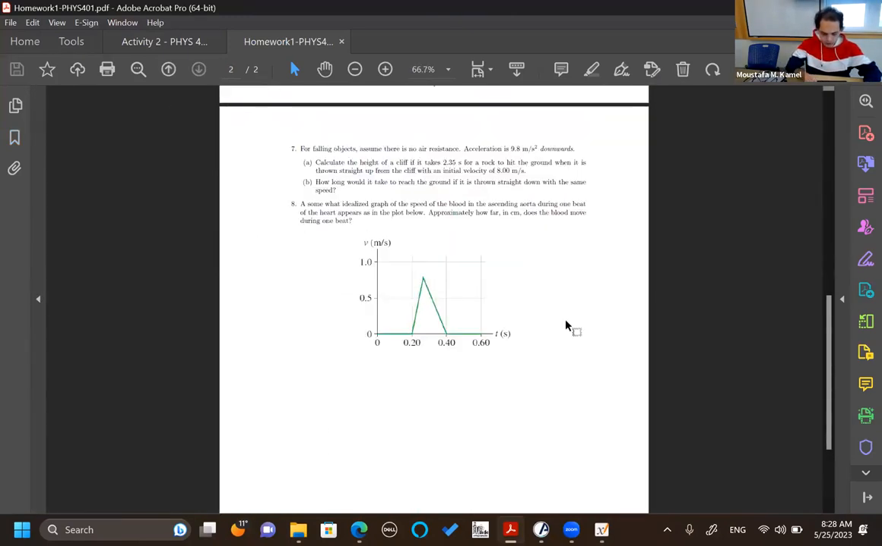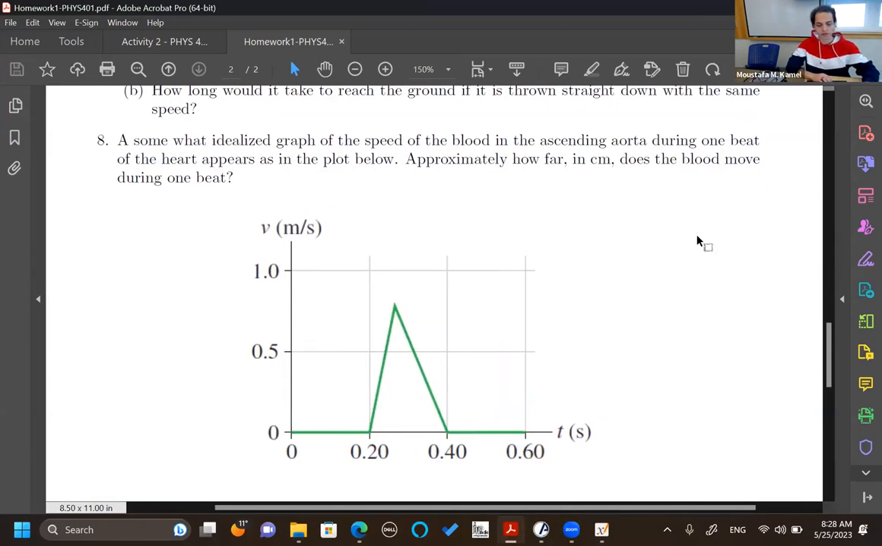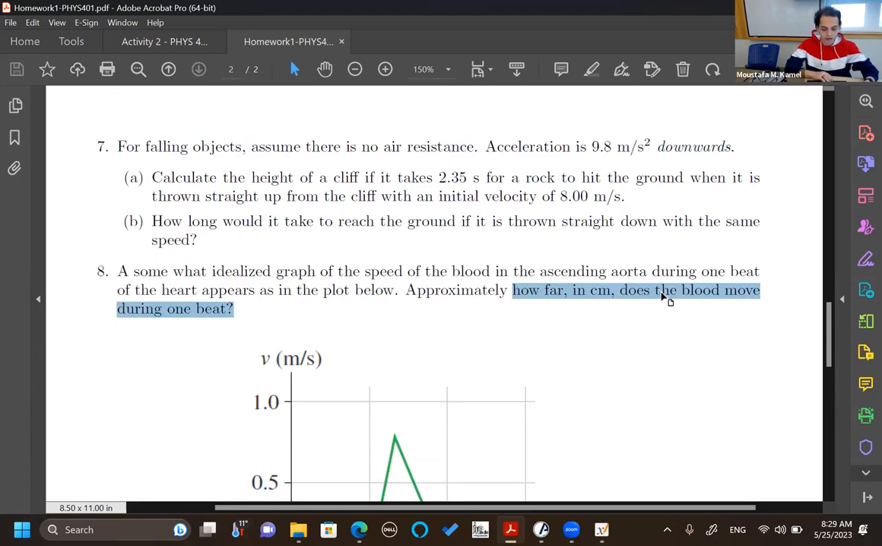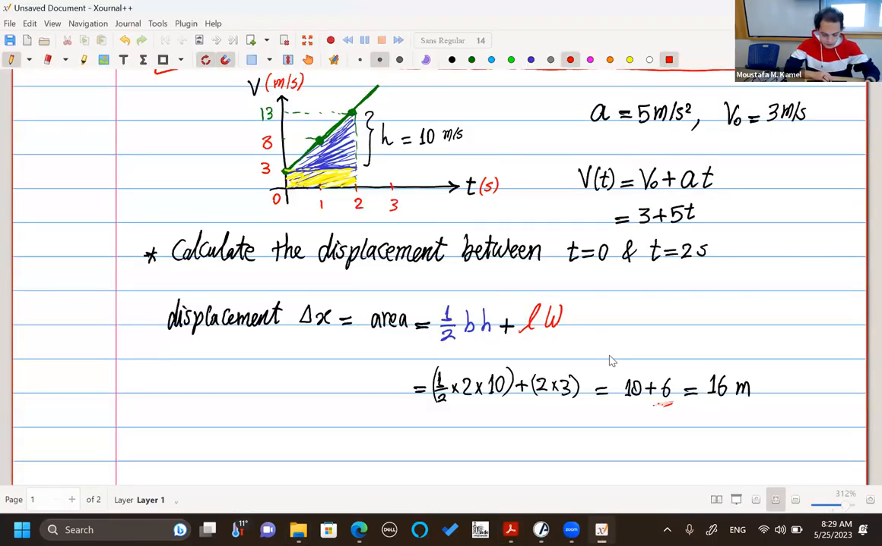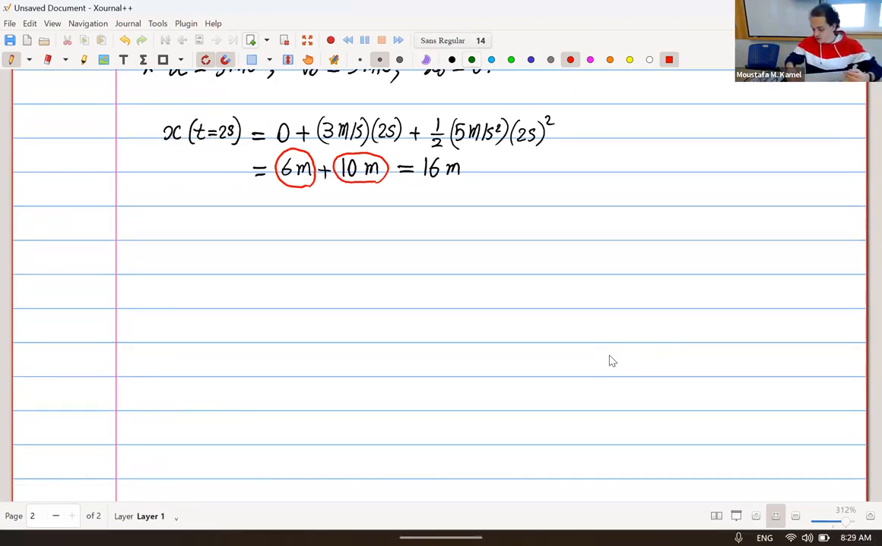So the last problem in the homework: you are given an idealized graph of the speed of the blood in the ascending aorta. So this is the velocity versus time graph. You are asked to calculate how far in centimeters the blood moves during 1 beat. So it's just the area under this curve that will give you the distance you want. Okay. This summarizes it for graphs.